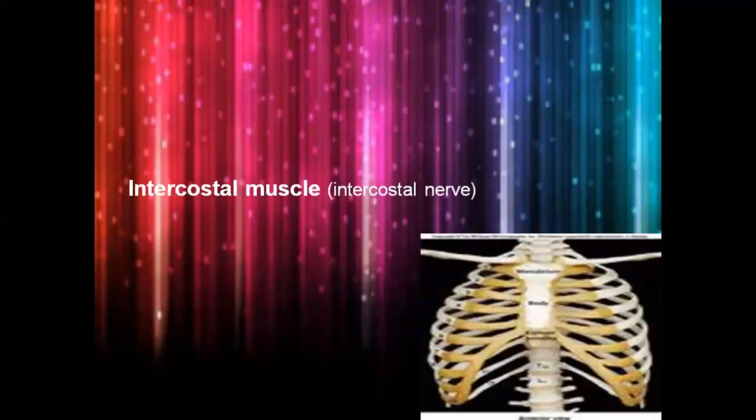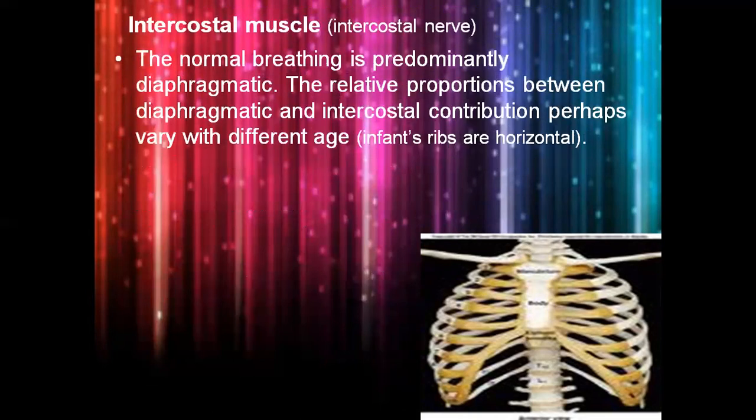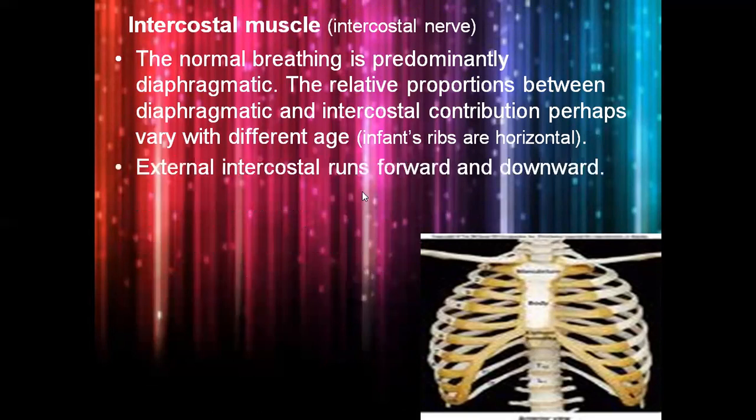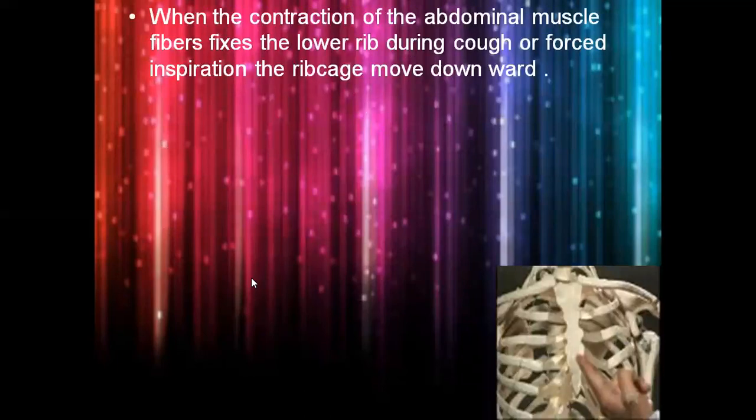Then we have the intercostal muscles, which are supplied by the intercostal nerve. The relative proportions between diaphragmatic and intercostal contribution perhaps vary with age, because the ribs of infants are horizontal. Then you have external intercostal muscles that run forward and downward, whereas the internal intercostal muscles run backward and downward from rib to rib. When the contraction of abdominal muscle fibers fixes the lower rib during cough or forced inspiration, the rib cage moves downward.